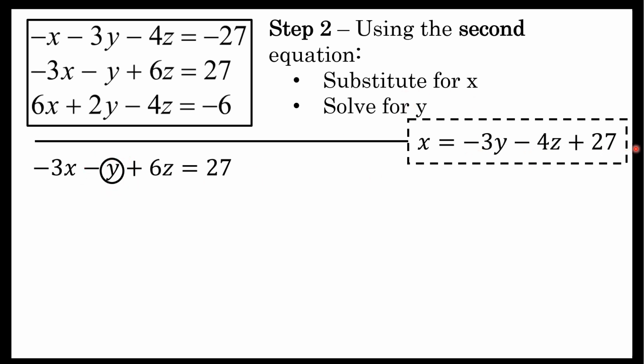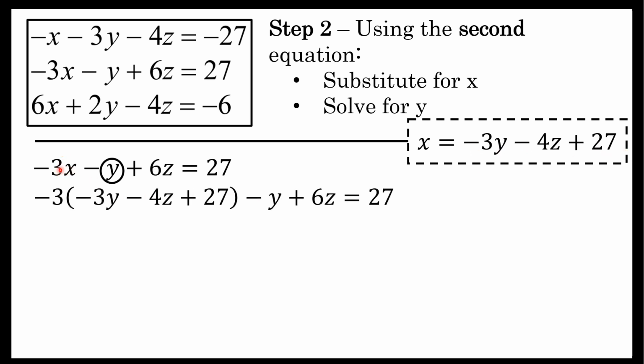First, substituting this expression for x into this second equation, we'll replace x with what we found x to be in step 1, negative 3y minus 4z plus 27. And now we'll have to do some algebra to isolate y. We want to take this equation, which now actually only has two variables, y and z, and isolate y. Solve this equation for y.